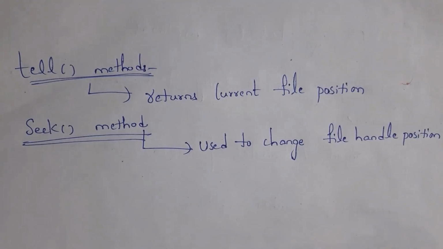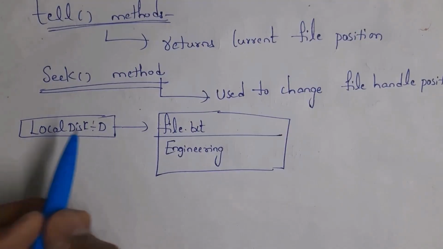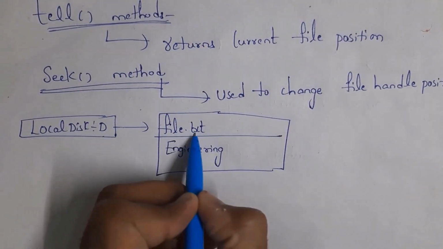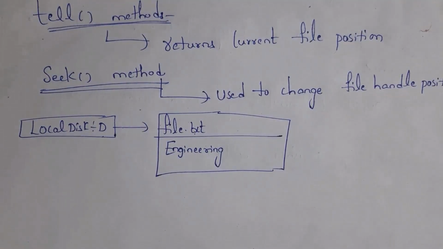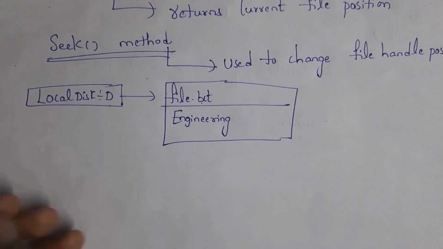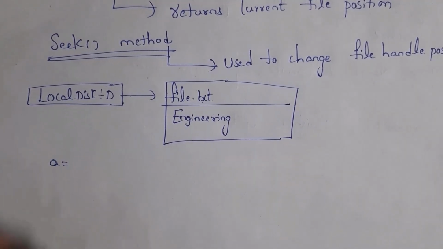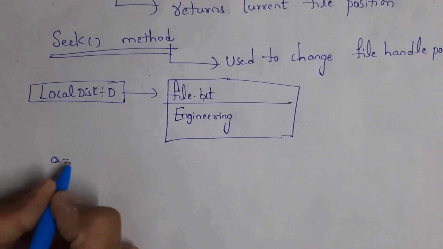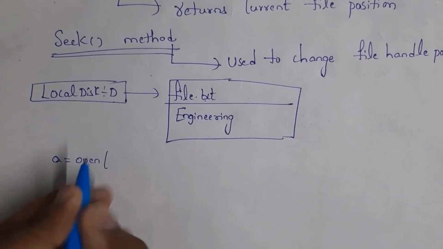I'll give one example so that you can clearly understand the use of these seek and tell methods. Example, there is a text file in local disk D. The text file name is file.txt, and this file.txt contains the text engineering. At first we need to open this file. So write here a equal to, where a is the object, a equal to open. Inside the open function, I need to open this file.